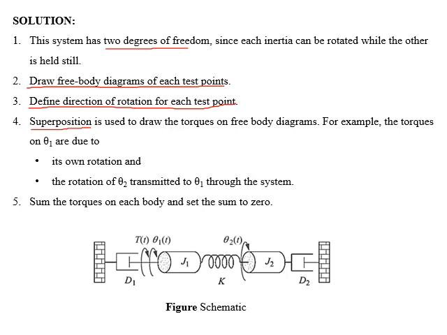After step 3, we will apply the superposition principle on every test point of the system. With the superposition principle, we will find out how many torques and in what direction they are acting on a test point. For example, consider test point θ1. Torques acting on θ1 are due to its own rotation and due to the rotation of θ2, which are transmitted to θ1 through the system. Then we will sum the torques for the equation of motion.